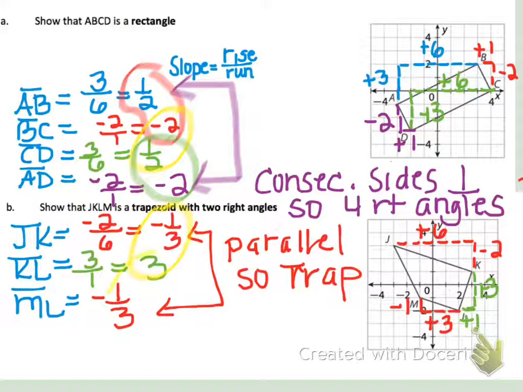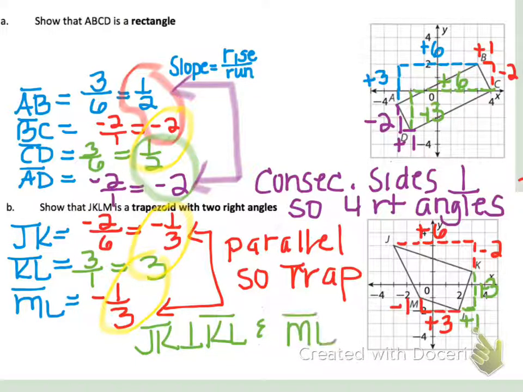So then this pair and this pair, those are opposite reciprocals. Both are perpendicular: JK is perpendicular to KL, and ML is perpendicular to KL. So K and L are right angles.